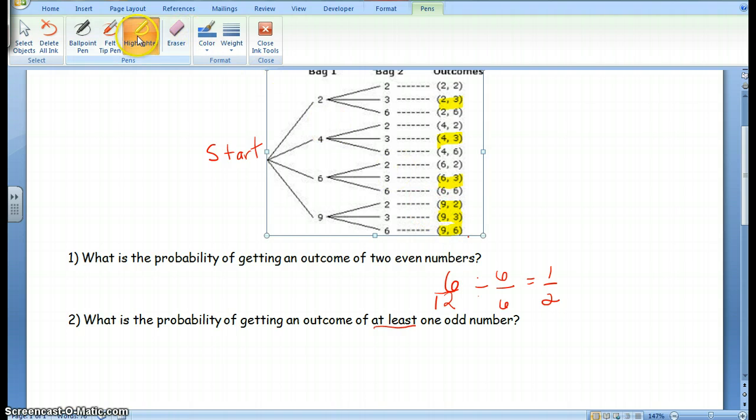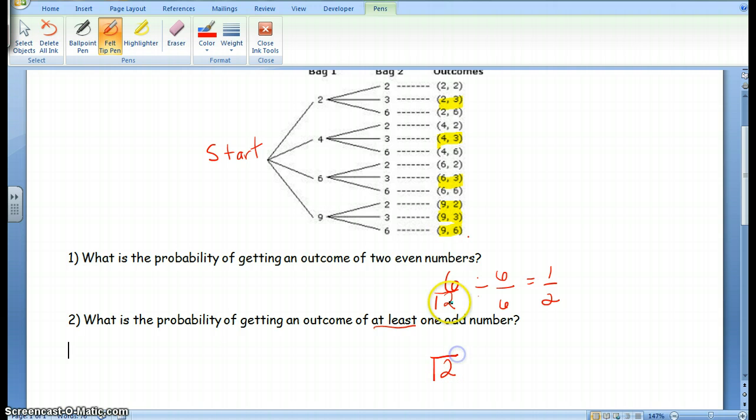So in order to get my final answer, I remember that there are 12 total outcomes. That's my denominator. I count how many, 1, 2, 3, 4, 5, 6, have at least one odd number. I get 6 over 12 again. I'm going to divide by 6 over 6, a form of 1, and get my final answer, 1/2. So the probability of getting an outcome of at least one odd number in this particular situation is 1/2, which is the same as getting an outcome of two even numbers. And there you have it.